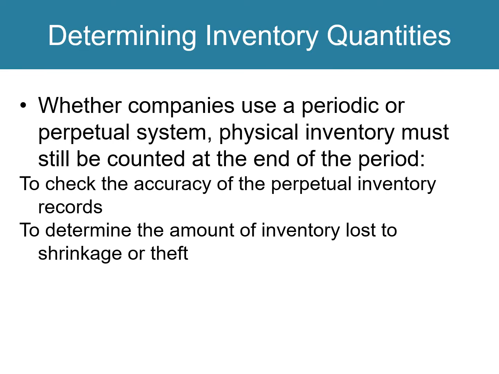Determining inventory quantities. Whether companies use a perpetual or periodic inventory system, they need to determine their inventory quantities at the end of each accounting period by physically counting their inventory. And the reason for this is: 1. To check the accuracy of their perpetual inventory records, and to determine the amount of inventory lost due to shrinkage or theft. So if inventory shrinkage has occurred, the inventory account must be adjusted and an expense related to the shrinkage recorded as well.